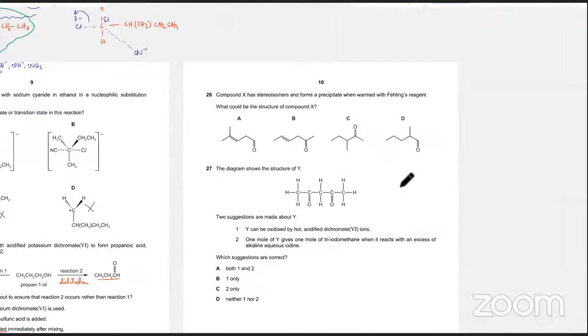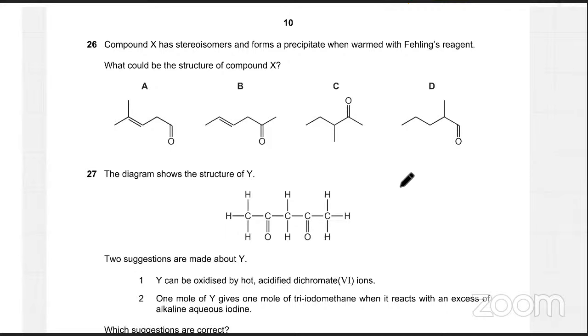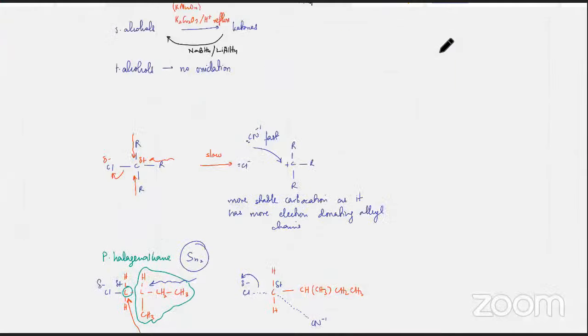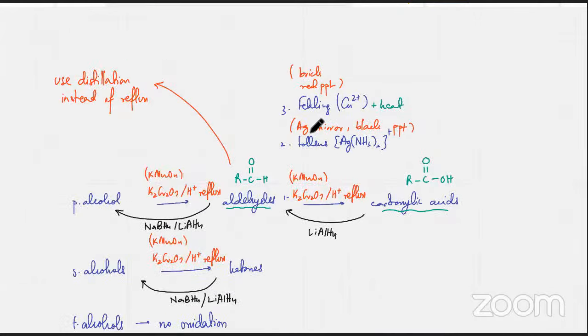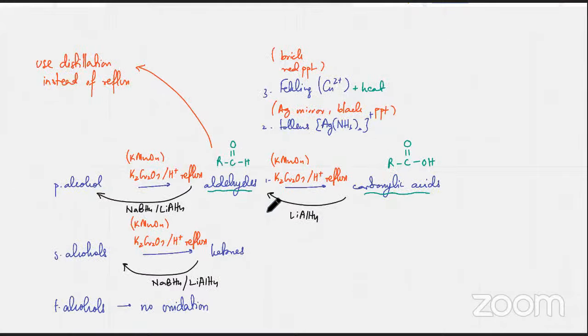Anyway, next one. This is the Fehling's question, which we just did. Compound X has stereoisomers and forms a precipitate when warmed with Fehling's reagent. What could be the structure of X? The first thing, Fehling's: who reacts with Fehling's? Aldehydes. They get oxidized with Fehling's, giving a red precipitate, a brick red precipitate.